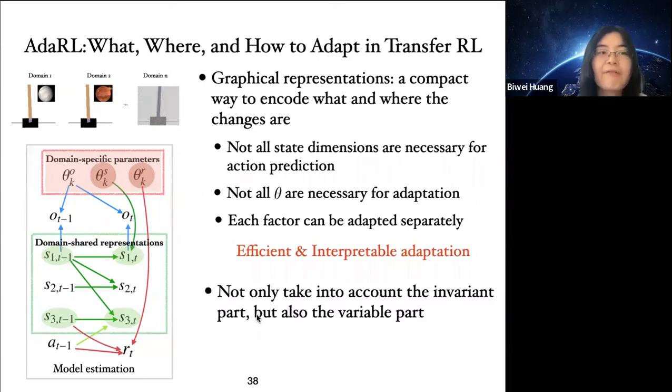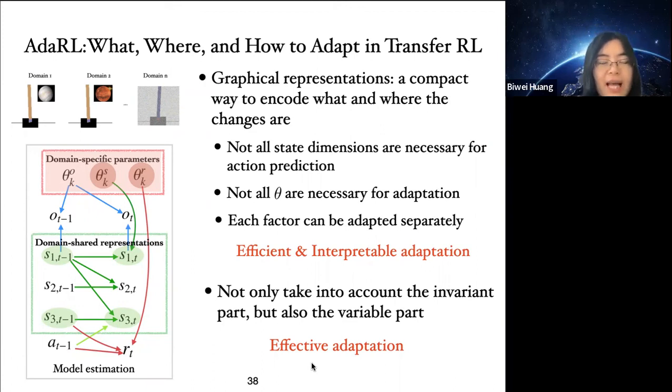Moreover, by identifying where and how the changes are, we not only make use of the invariant part, but also the variant. So it enables us more effective adaptation. And I would like to also mention that only relying on the invariant part may sacrifice performance, because critical information may be missed.